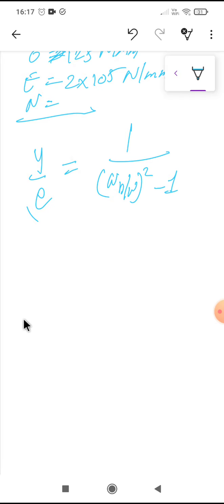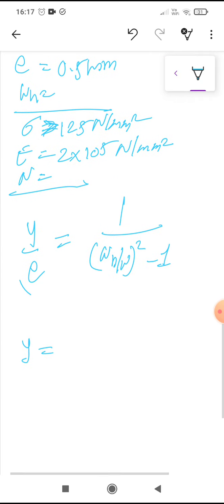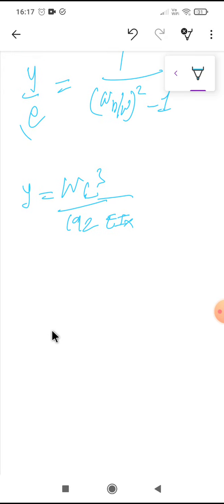So how can we find y? y is the deflection. So what is the deflection of the shaft here? How is the shaft supported? The shaft is fixed from both the ends. So the formula for deflection is WL cube divided by 192 EIx. With this formula we can find the deflection.